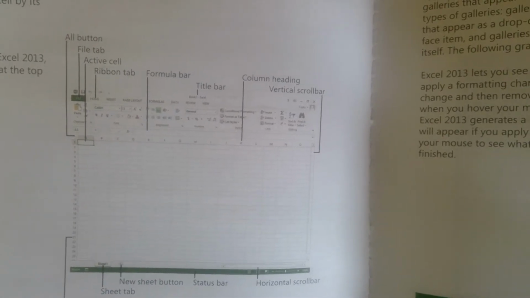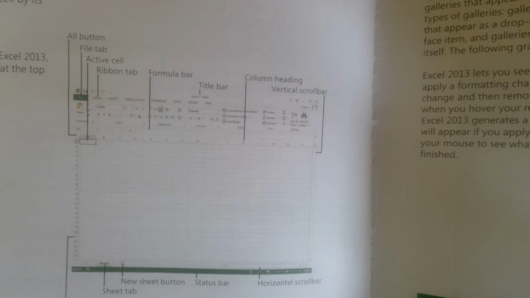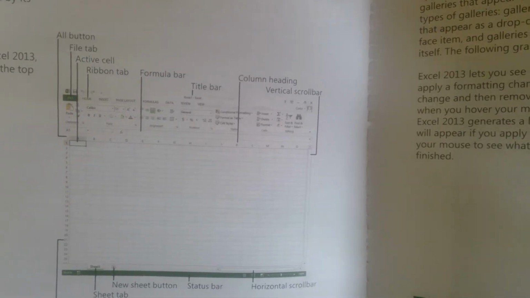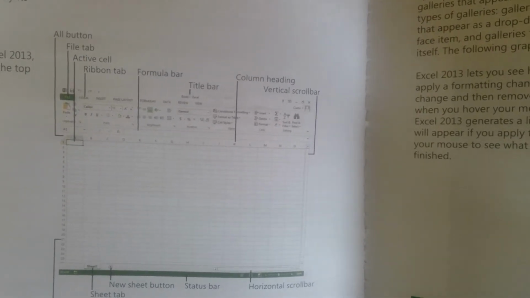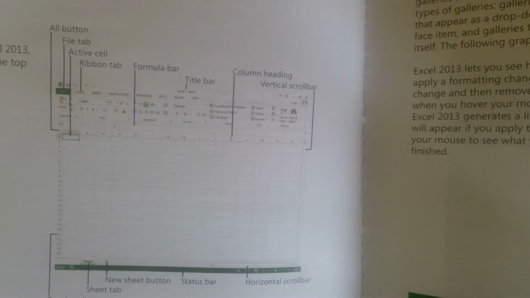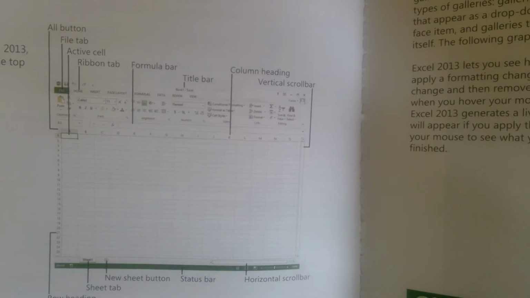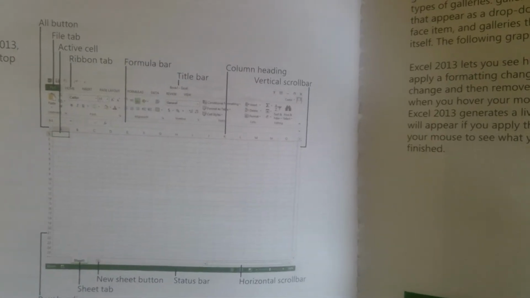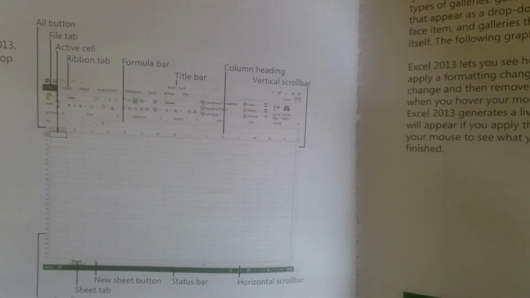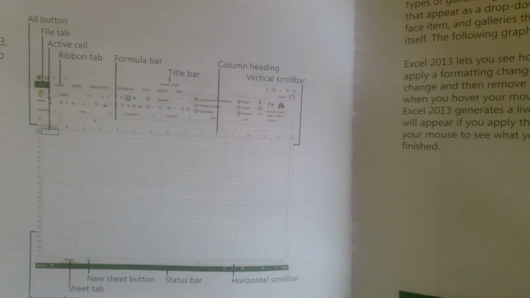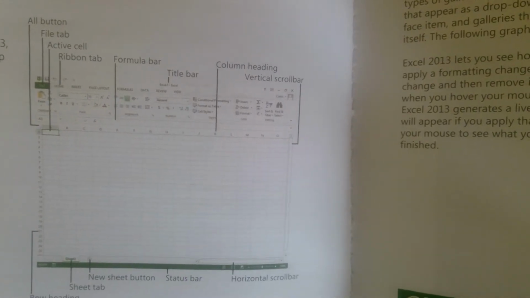So that is called the reference cell or the active cell. That is a cell that is now active. We know it's active because it has a darker outline around that cell. Right beside there, you also see something called the formula bar. The formula bar is where the formula is written that has to do with that cell. You'll understand more about that as we go along.